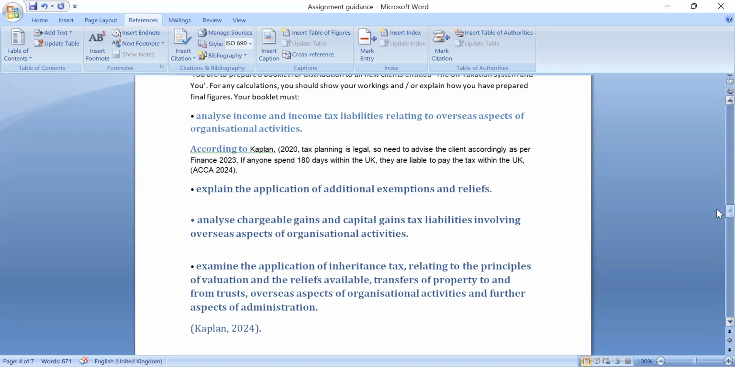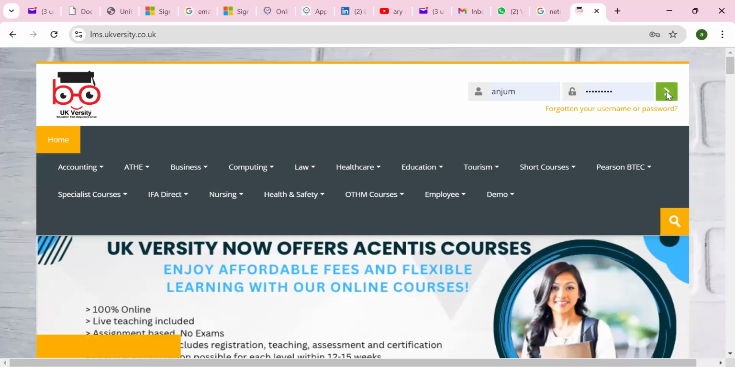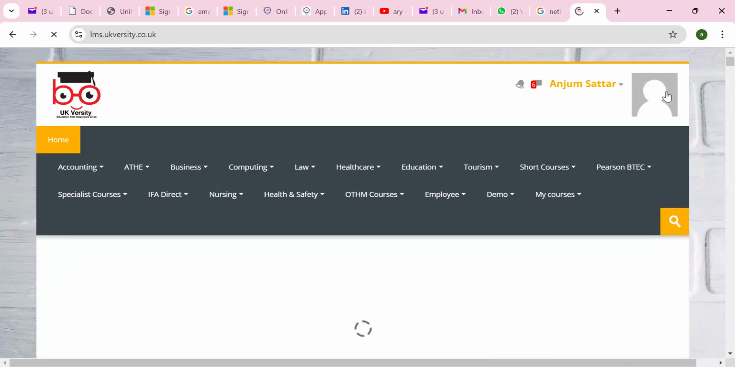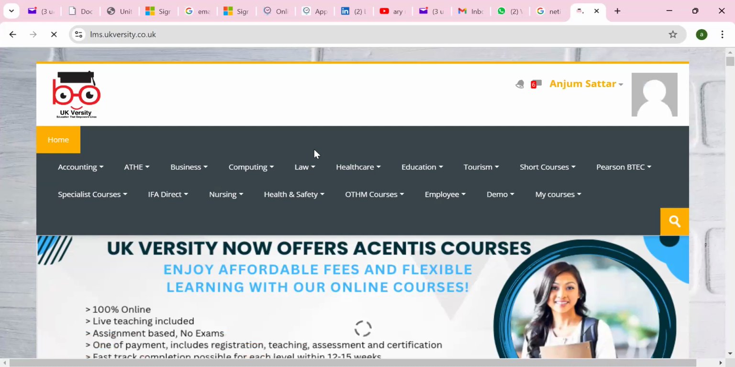Do we have a copy of an assignment we can use, like a guide or template for how the layout should look? Yes, please go on our website. Our website is our Moodle page.